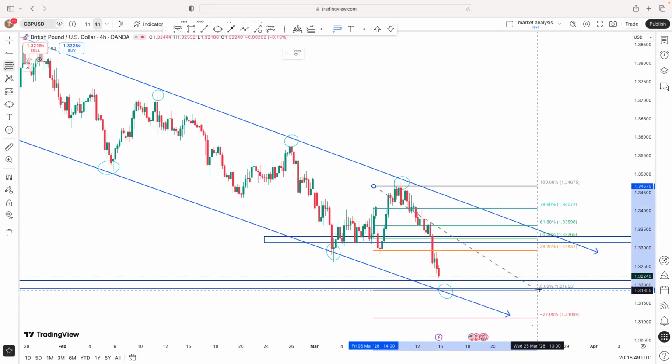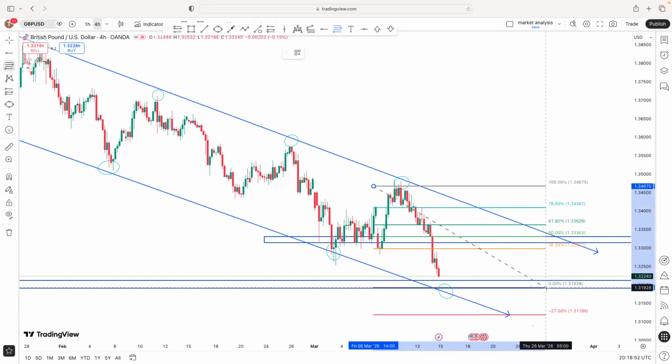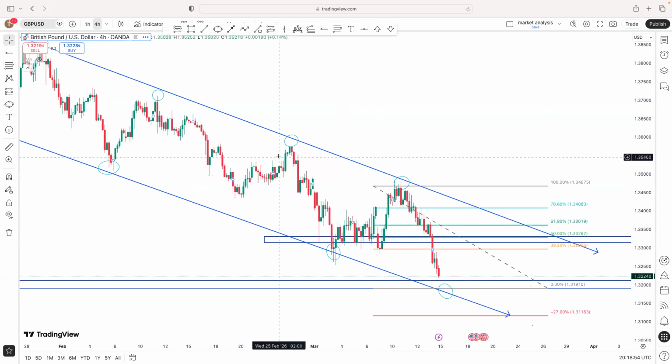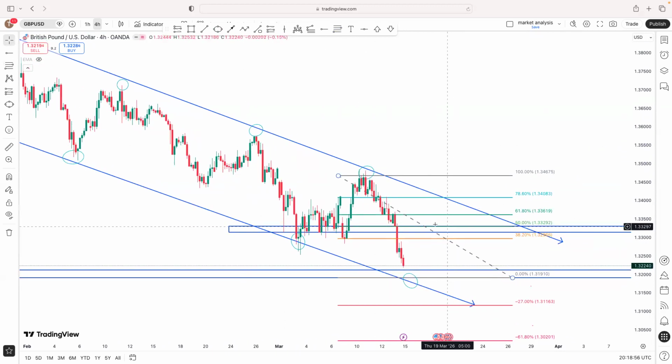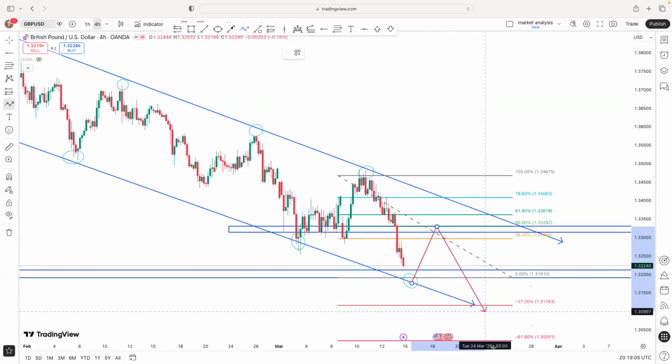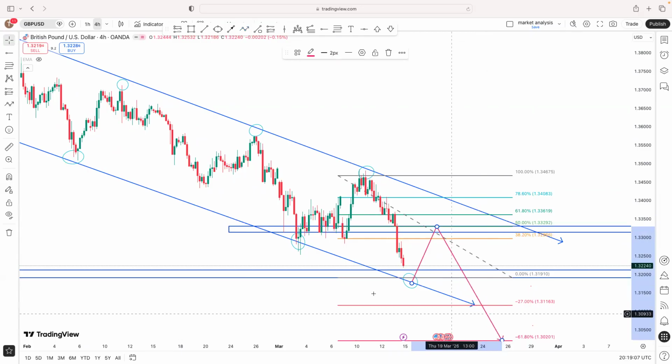Up until this last point, which we are anticipating, right? Which is this area. Now, where is the 50%? The 50% will be around about this particular area. This will be the 50% before we have the next impulsive move to the downside direction, right?